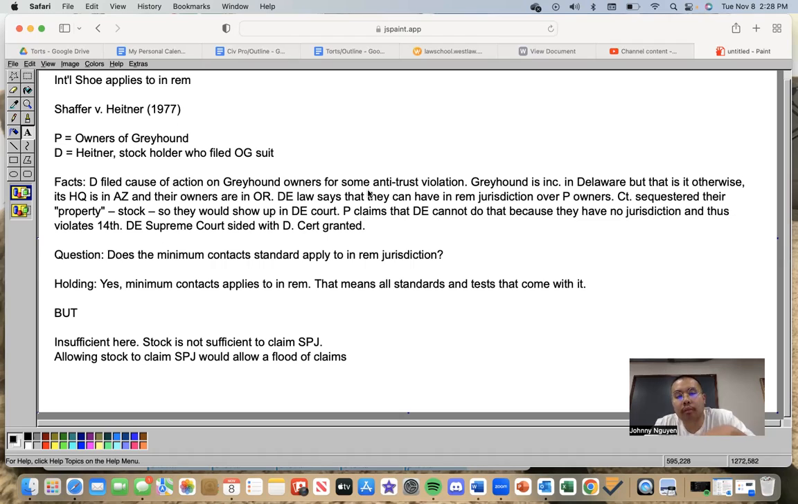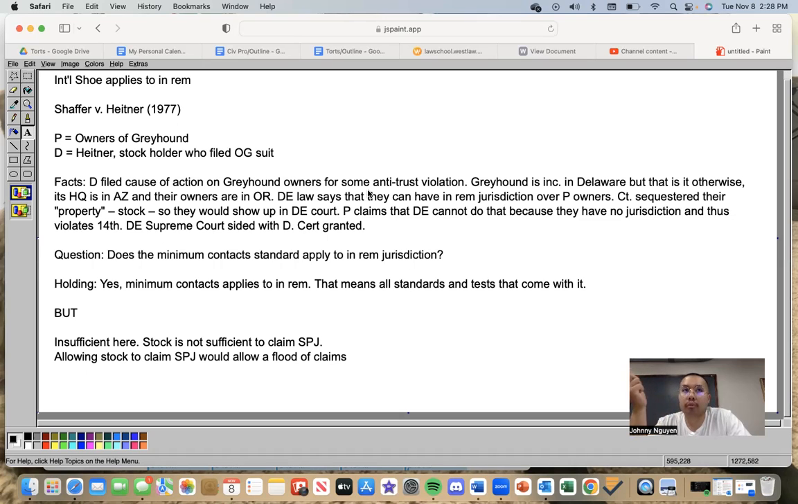Greyhound claims that Delaware can't do this because they don't have jurisdiction, thus it violates the 14th Amendment. Then the Delaware Supreme Court sided with Heitner, and it went to the Supreme Court. So this case, the question was, does minimum contacts apply to in rem jurisdiction?